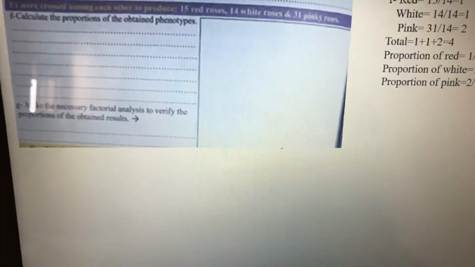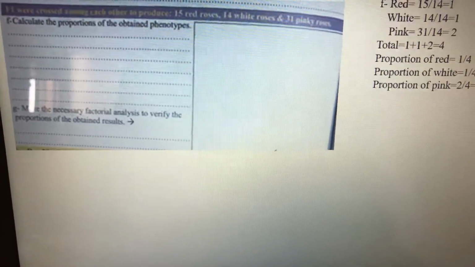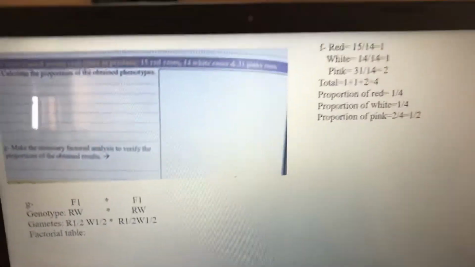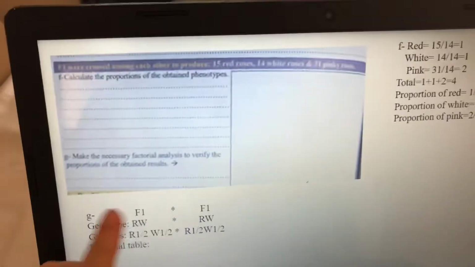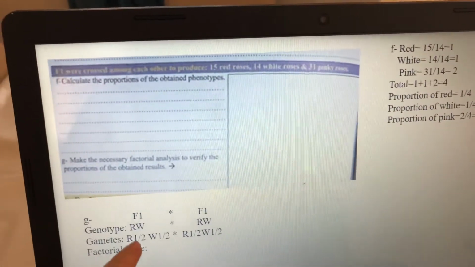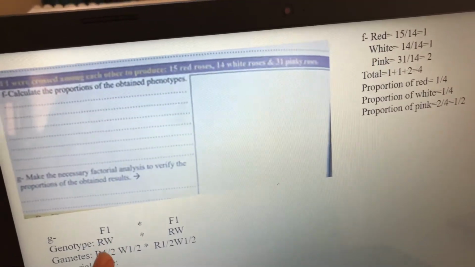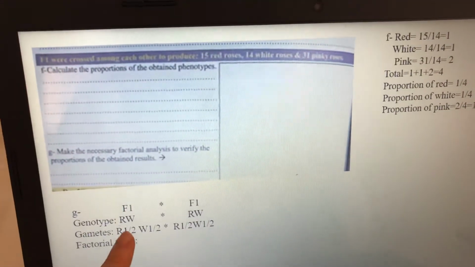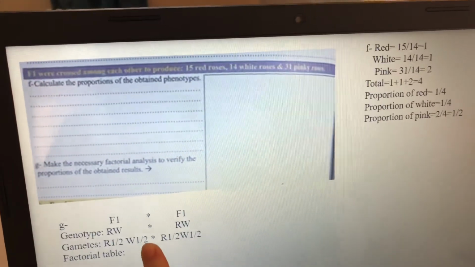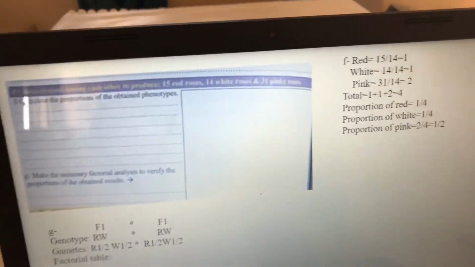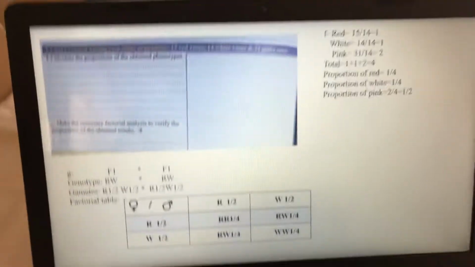Make the necessary factorial analysis to verify the results obtained. So you have F1 RW and F1 RW. You are going to use proportions because they asked in proportion earlier. R is half. Instead of 50%, you write half. W half, R half, and W half. And you fill the factorial table.